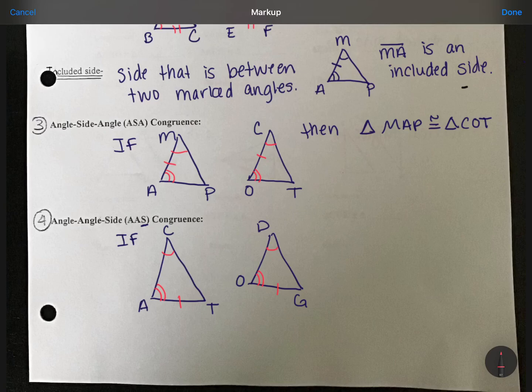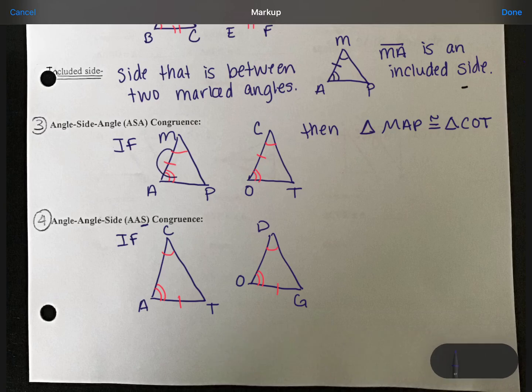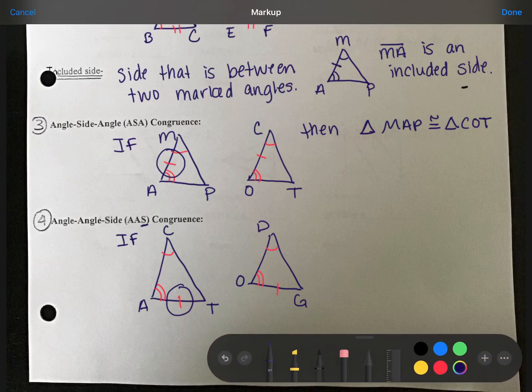Now take a look at the angle, side, angle triangles above, and then the angle, angle, side triangles below. They look similar because they both have 2 marked angles, but the side is either between the 2 angles or not between the 2 angles. So there is a huge difference between these 2 types of congruent statements or congruent reasonings. There is a difference. One's angle, side, angle, and one is angle, angle, side.